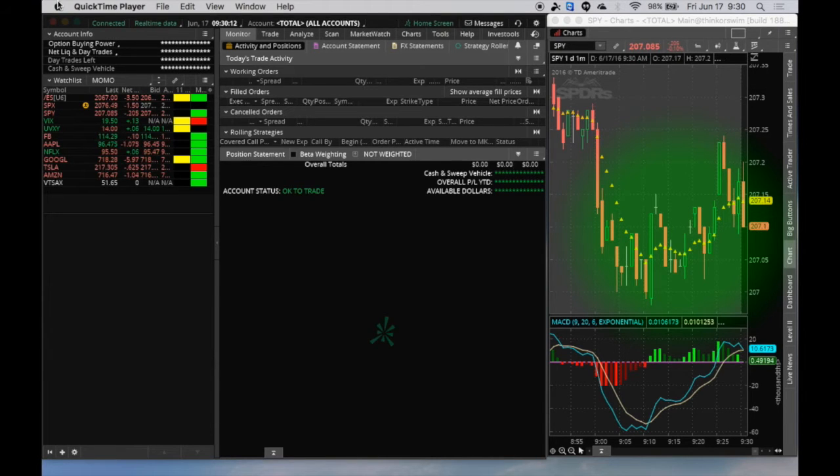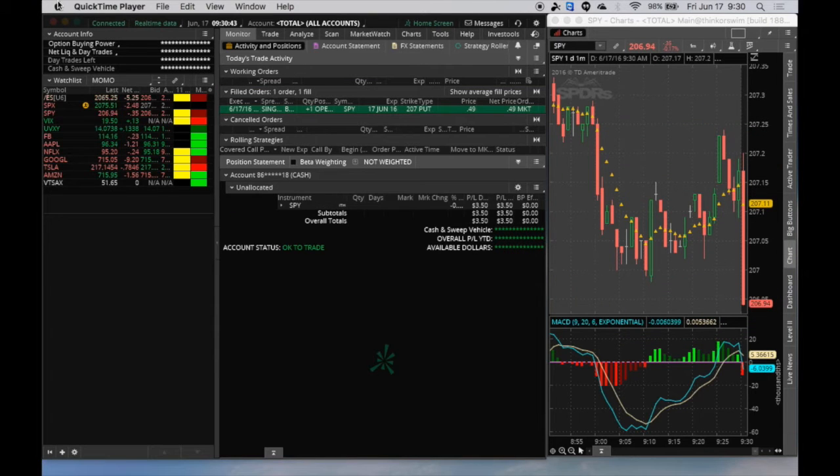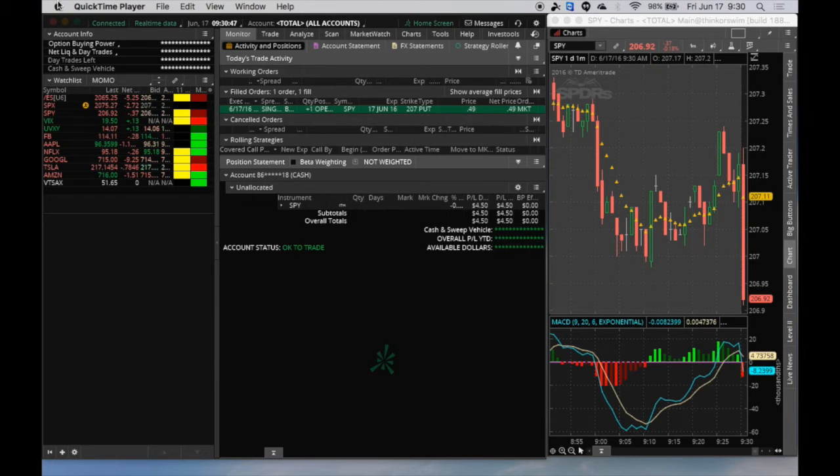And as you can see, the order got put in. I believe it was a 207 strike put. It was one contract for $49. There you're able to see what it was making as it dropped and everything like that.